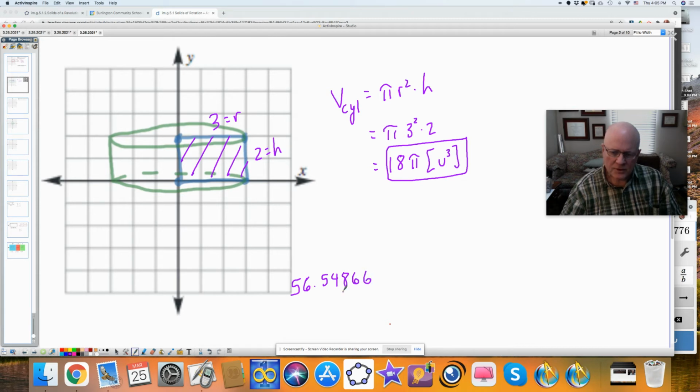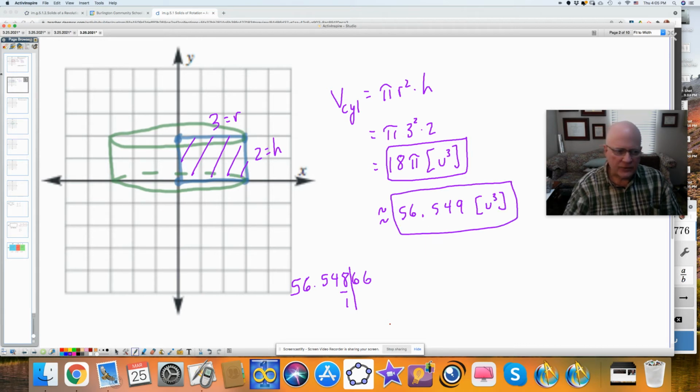If I were to round this to the third decimal, I'll underscore the third decimal place and draw a line to the right of it. If this number is 5 or more, I'll add 1. So this approximates to 56.549 units cubed.